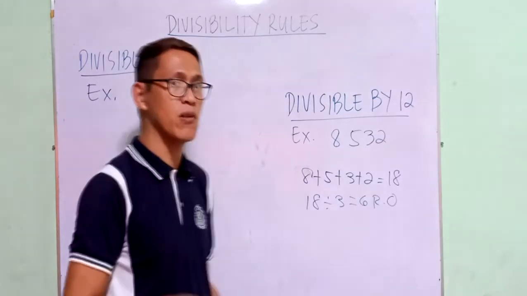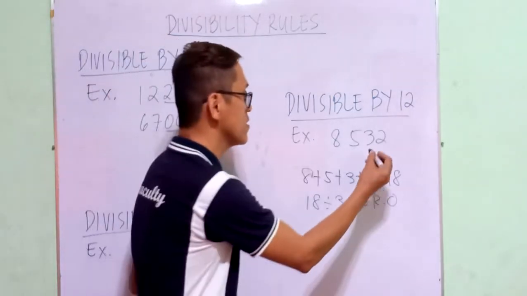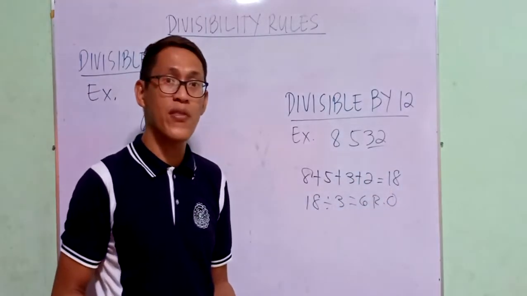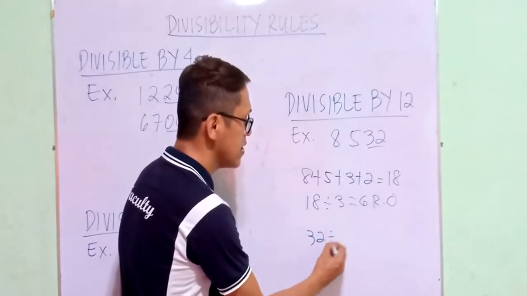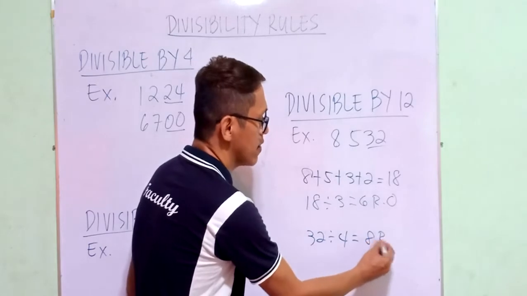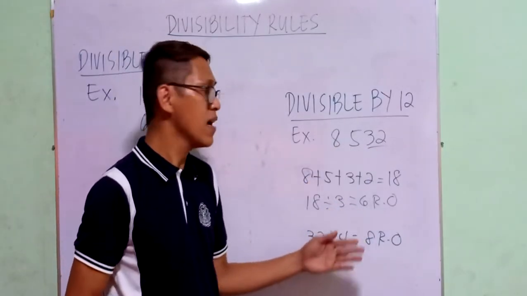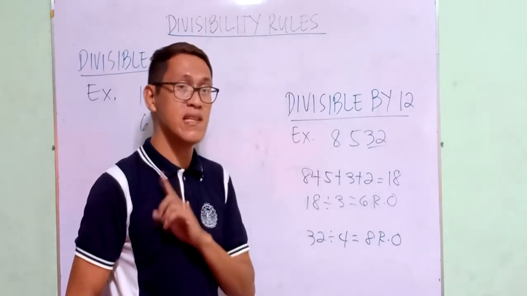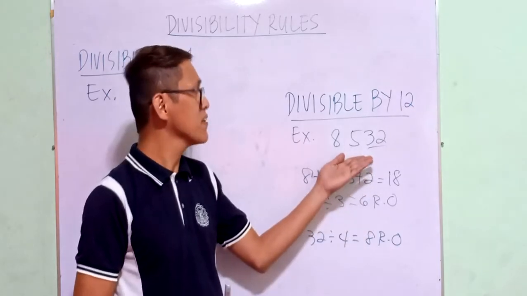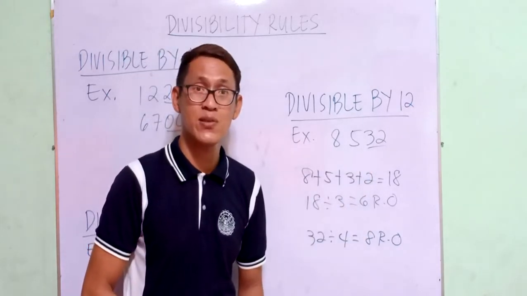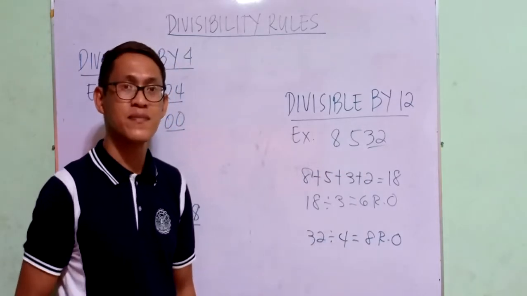Then go to divisible by 4. Again, the rule says, look at the last two digits. The last two digits, 3 and 2, or 32. Can you divide 32 by 4? Yes, the answer is 8, leaving 0 remainder. Again, the number is divisible by 3 and divisible by 4, meaning that number is also divisible by 12. So you can say that 8,532 can be divided by 12, or it's divisible by 12.